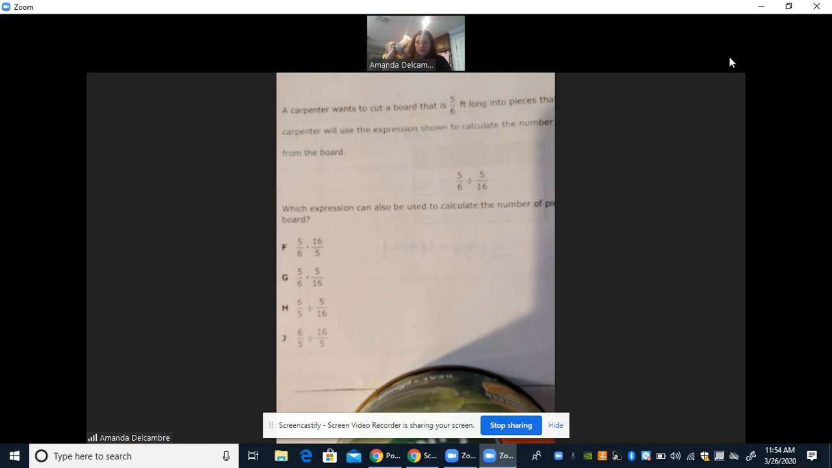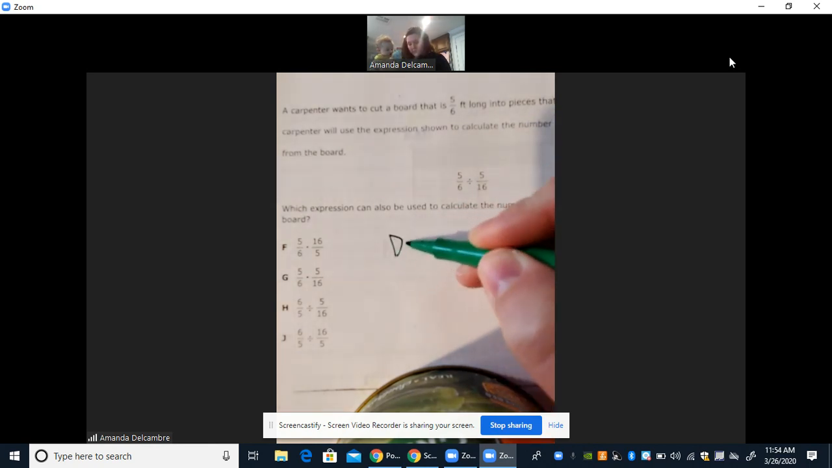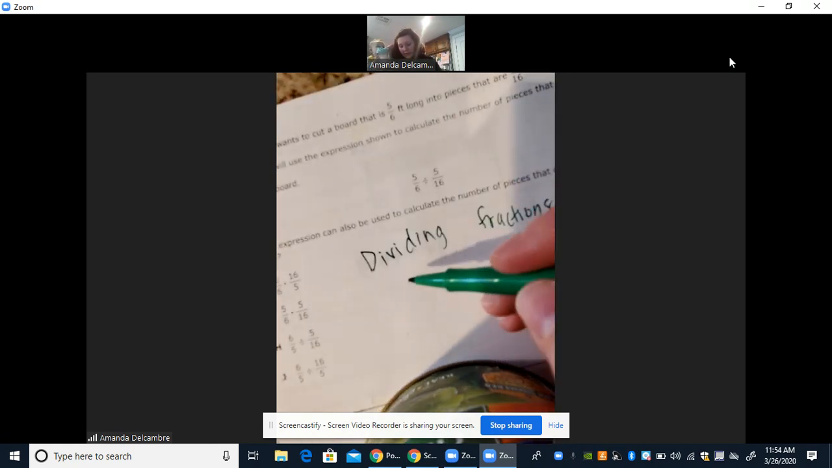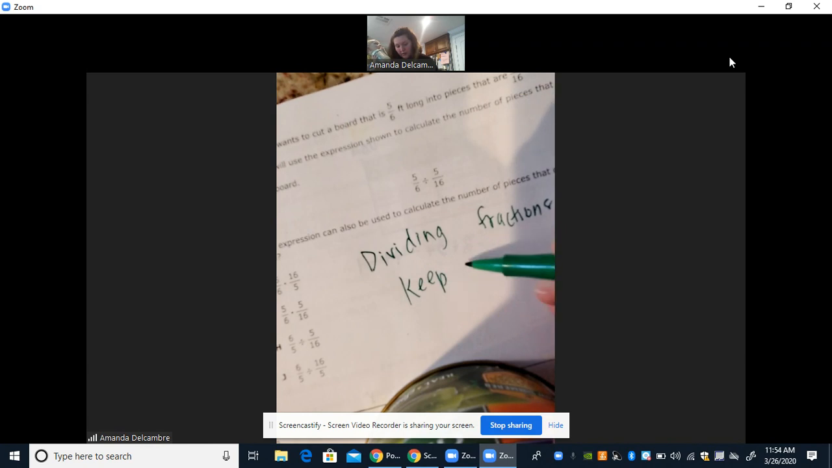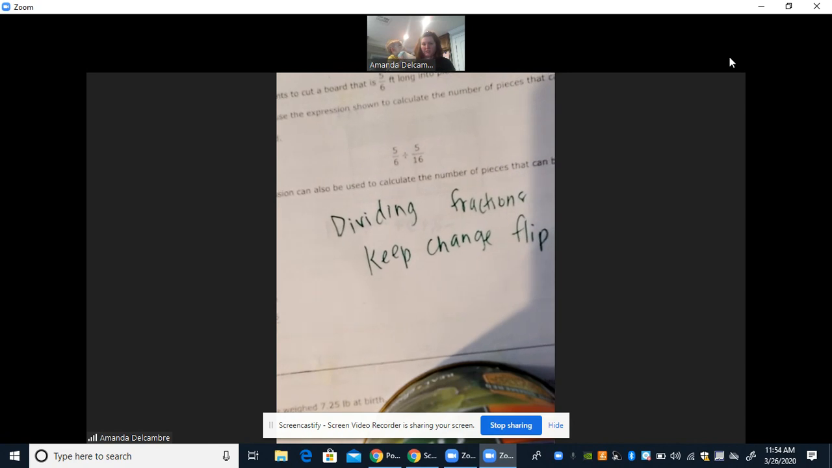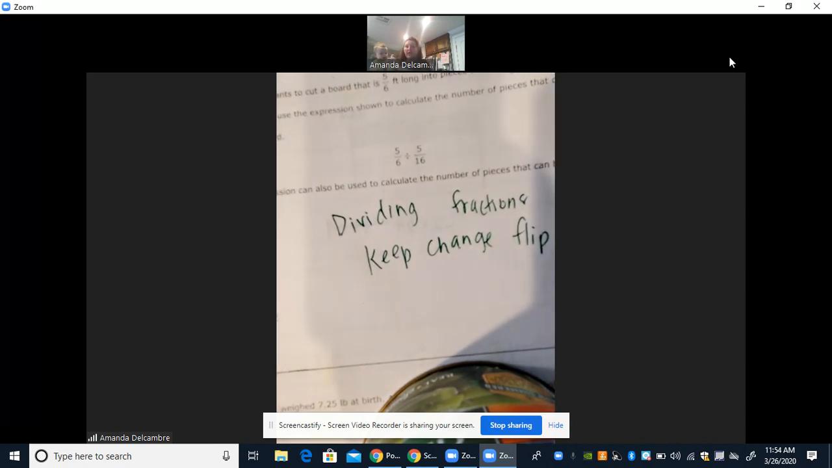Okay, so remember when you're dividing fractions, you keep, change, flip. Keep, change, flip. That's the action everybody knows when we're dividing fractions. Keep the first one. Change from what to what? That should be a reminder. And then flip the second fraction. And then you'll be able to solve it.